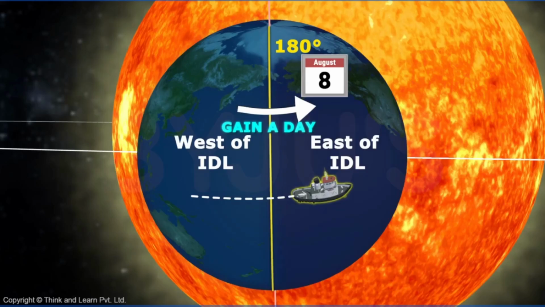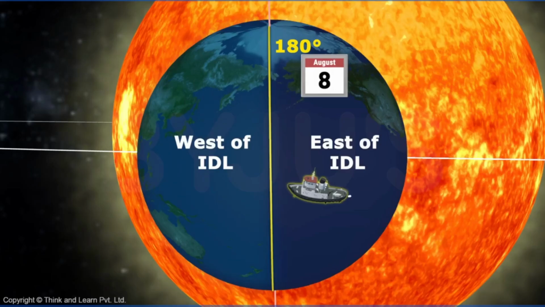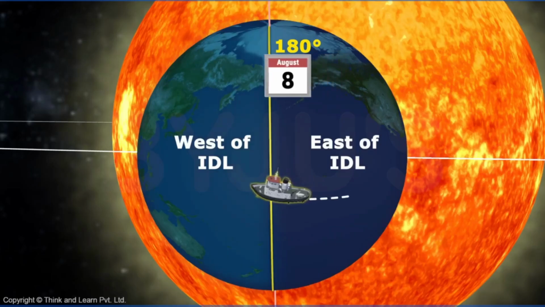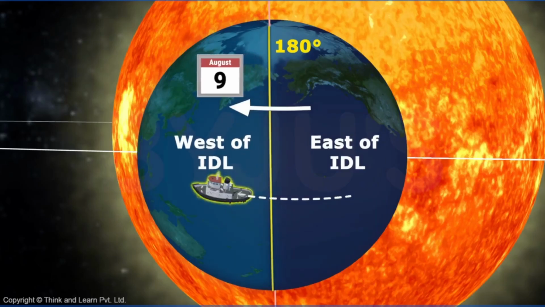So you have gained one day. On the other hand, the opposite would happen when you cross the IDL by moving from the east of the IDL to the west of the IDL. You would lose a day.